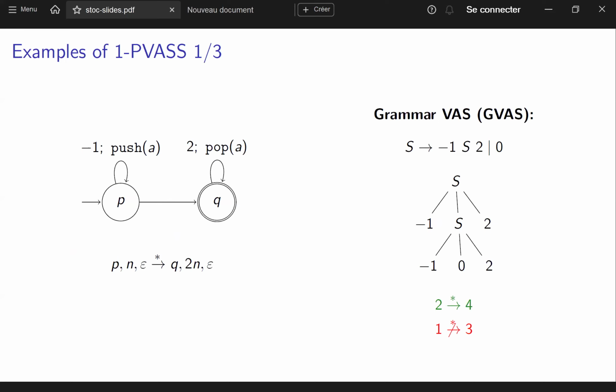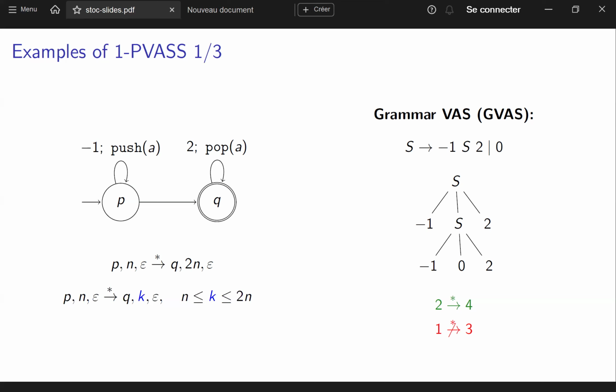We can take the loop -1, push A at most n times because the counter must remain non-negative. Then we move to state Q and we have to take the loop +2, pop A exactly the same number of times we took the other loop in order to end with an empty stack. Hence, if we take both loops the maximal number of times, we get a run from n to 2n, but we can also reach any value between n and 2n because taking the two loops once increases the counter by exactly 1.